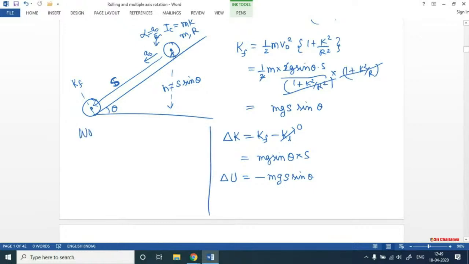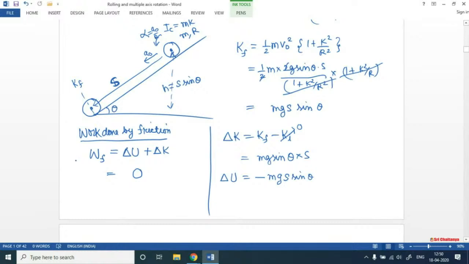So the interesting thing to find out here is the work done by friction. And work done by friction we can find out using the work energy theorem. The work energy theorem simply states that work done by some external force or non-conservative force would be equal to change in potential energy plus change in kinetic energy. So change in potential energy we have got minus mgs sine theta, and change in kinetic energy is plus mgs sine theta. So this is going to be equal to 0. So work done by friction over here is equal to 0.